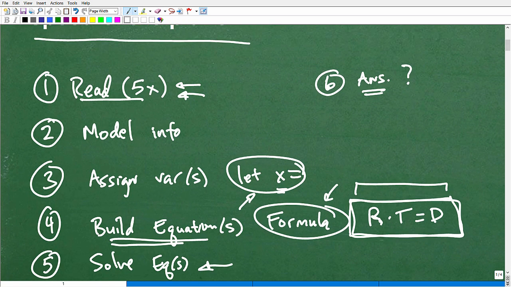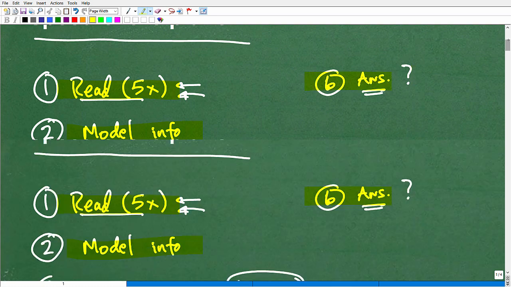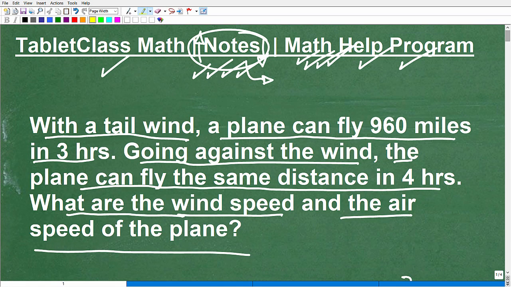But the main idea is always going to be this general procedure. Read the problem, model the information, assign the variable or variables, build equations, and in order to build equations, you may need to know formulas like the ones we just talked about. Rate times time is equal to distance. Solve those equations, and then make sure you answer the question appropriately. If you follow those general guidelines, you're going to do very well with algebra word problems.